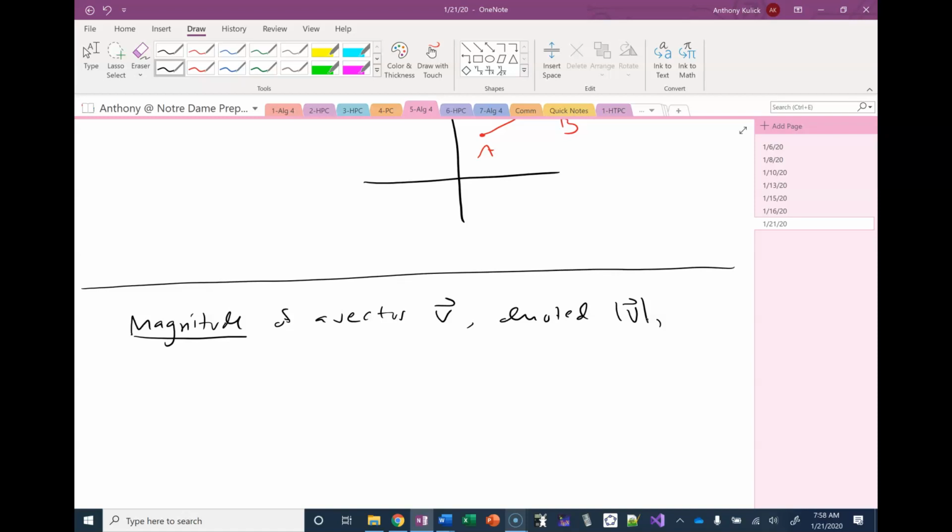So the first time you probably saw these vertical bars, they were representing what? Absolute value, right? And last year in your algebra course, we also saw these vertical bars could represent the determinant of a matrix. And this is now a third time we're going to use these vertical bars to represent something, this time a magnitude of a vector. Okay, so there's 3 different times we've used this notation.